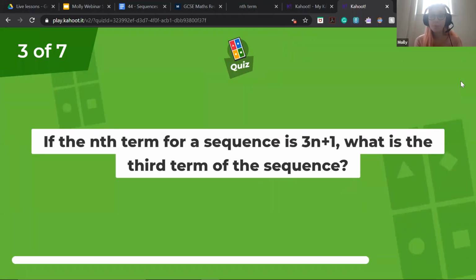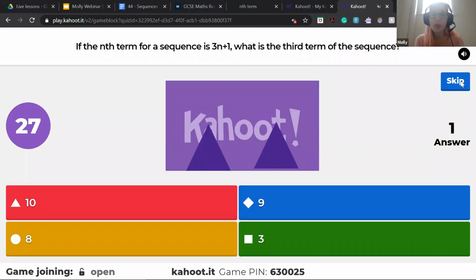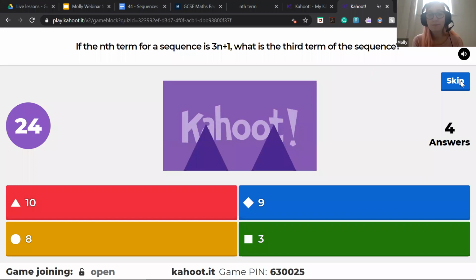Okay, so now we're asking straight away for the third term. You don't need to list them, just what's the third term? See if you can remember how to do that.